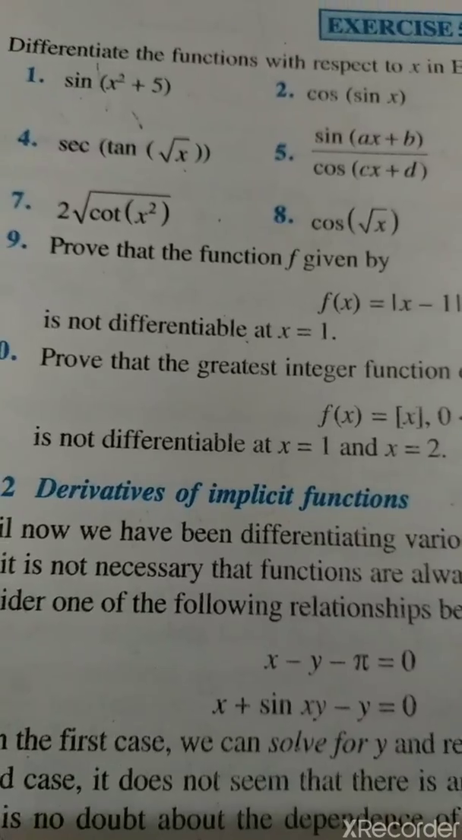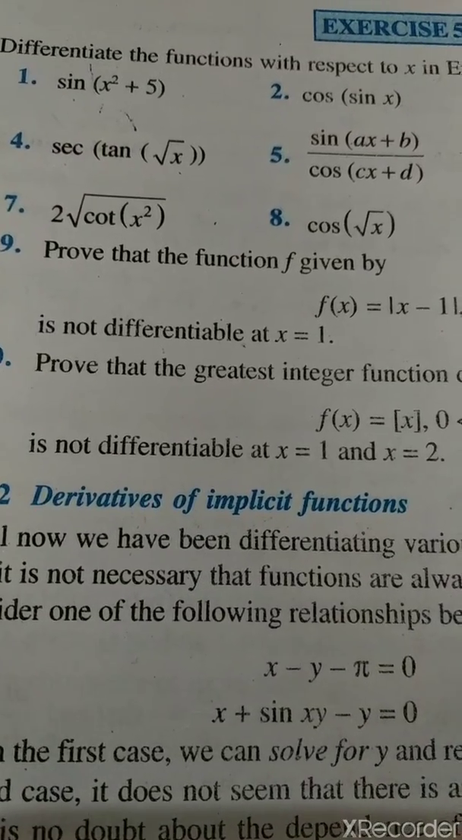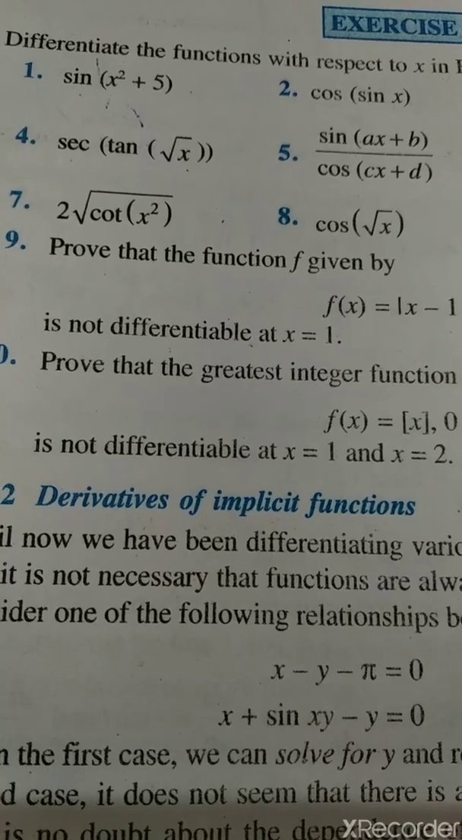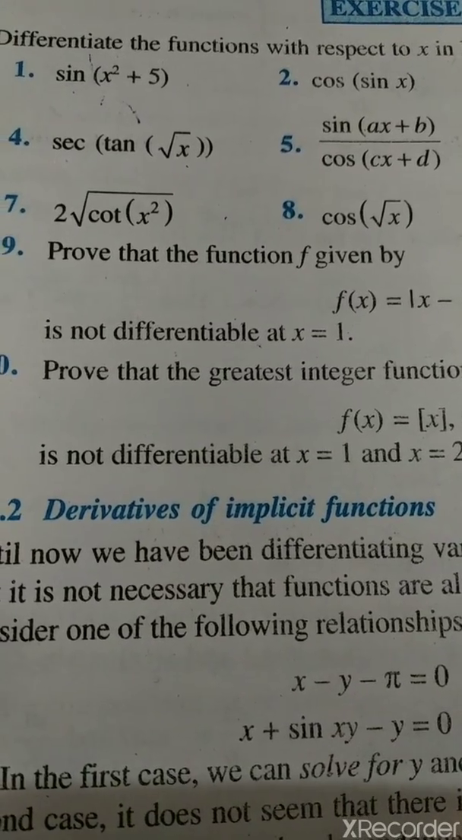Hello everyone. Through this video, I'm taking up the questions of the chapter Differentiation from the NCERT textbook, which is there in chapter 5. I'll be taking up first the exercise 5.2, which starts with the differentiation of explicit function. Explicit function means the function where y, a dependent variable, depends upon the independent variable x through some rule.